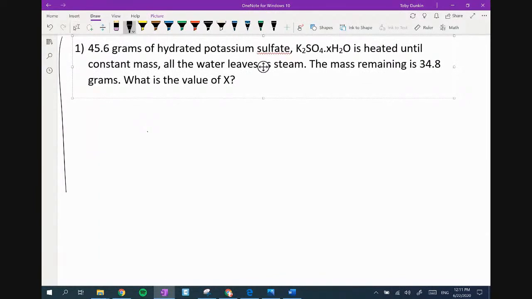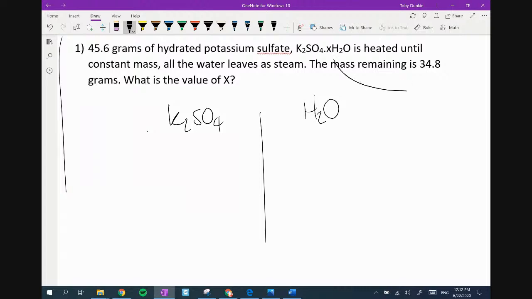Hydrated potassium sulfate is heated till constant mass and the water leaves as steam, the remaining mass. Right, so this is where the empirical thing comes in. Instead of listing the atoms, we're going to list the compound and water, because we need to count particles. X there is the number of water particles, water molecules if you prefer.